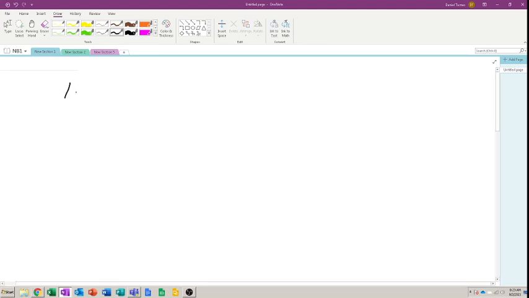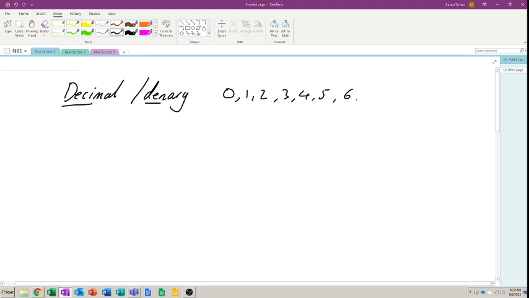So decimal is our number system that we use every day, also called denary. I believe it is Arabic or Indian in origin, and the reason it is called decimal is because of dec, which is a Latin or Greek word I believe, and it means 10. The reason why this is the case is because we have 10 symbols in decimal. We have 0, 1, 2, 3, 4, 5, 6, 7, 8, and 9.